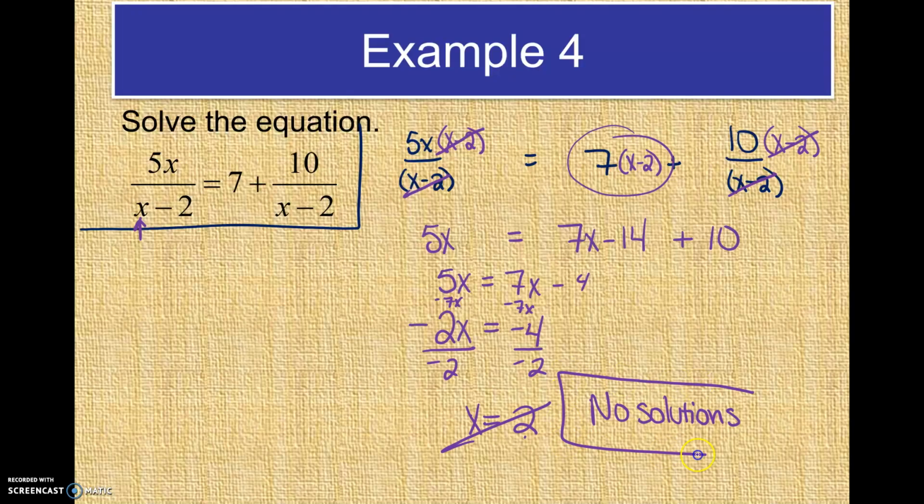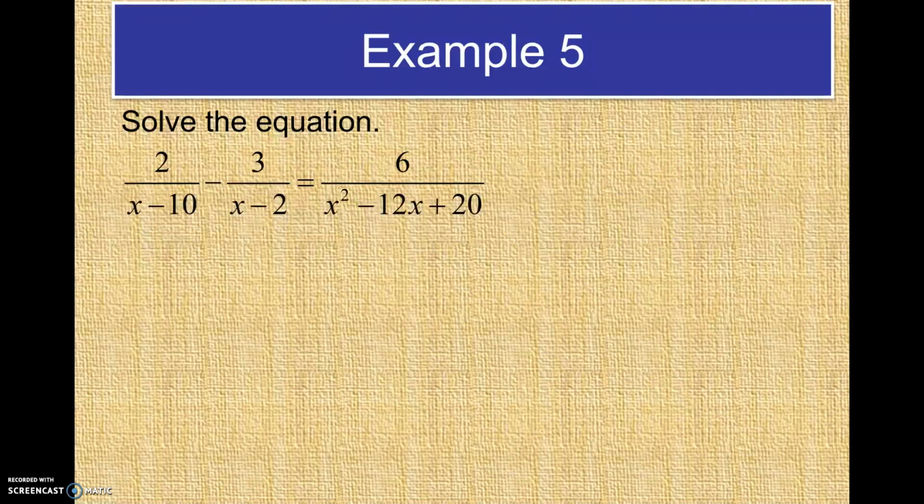So make sure you check your solutions. Just look to see, would this answer make a denominator equal 0? If it would, cross it out. If it doesn't, you're good to go. This example is not actually in your notes, but it is very worthwhile.